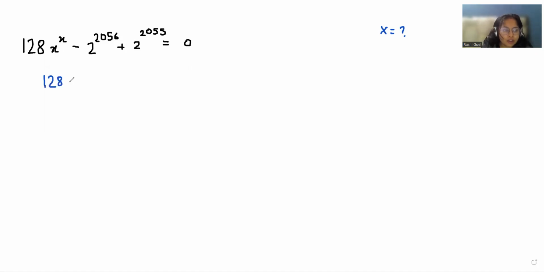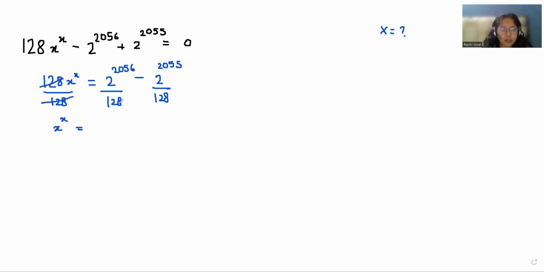First, let's isolate the term x^x. So we can write it as 2^2056 − 2^2055. Now I'm going to divide by 128 throughout the equation, so we eliminate this. The value of x^x is (2^2056)/128, we can write 128 as 2^7, so (2^2056 − 2^2055)/2^7.